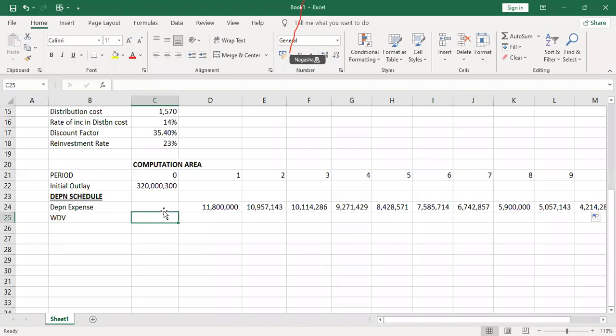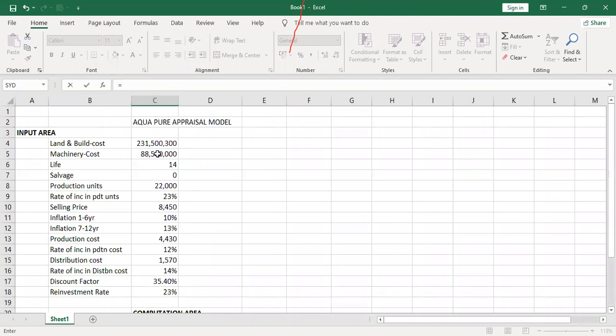Yes, sir. Now we have written down value in period 0. What is your written down value in period 0? It should be the cost. Yes. So press equals, then go and click on the cost, the machinery cost, and then press enter.